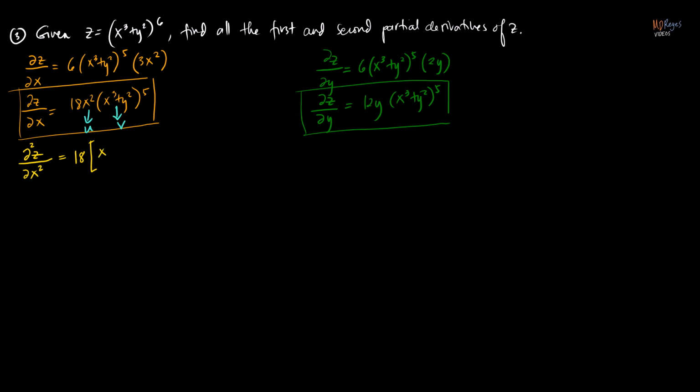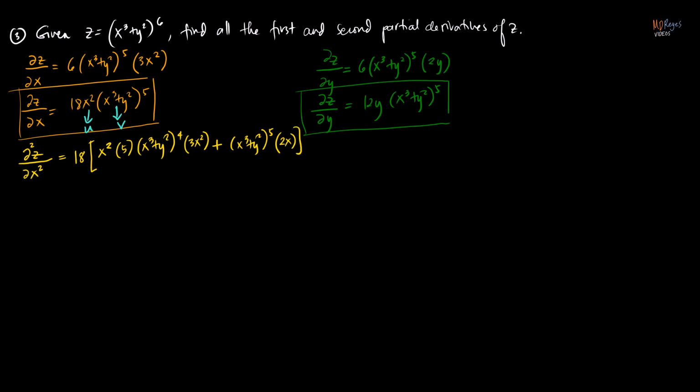So it's u times dv, so x squared times dv using general power rule, it's 5 times x cubed plus y squared to the 4th power times the derivative of the base with respect to x, and we'll have 3x squared. The derivative of y squared again is just 0 in this differentiation. So plus v, x cubed plus y squared to the 5th power, times the derivative of x squared with respect to x, which is 2x.